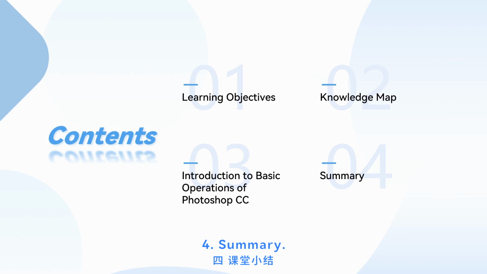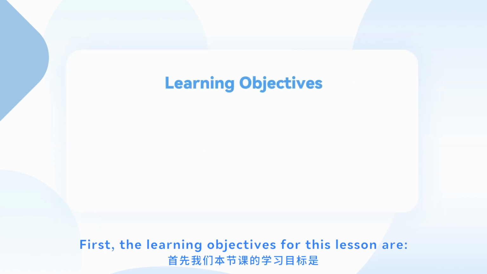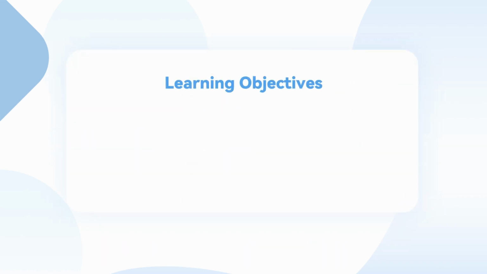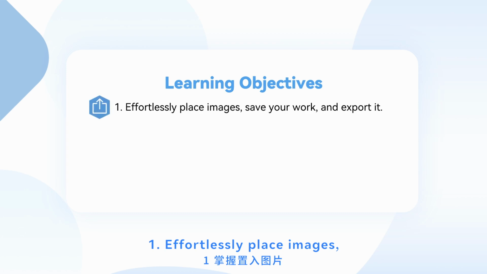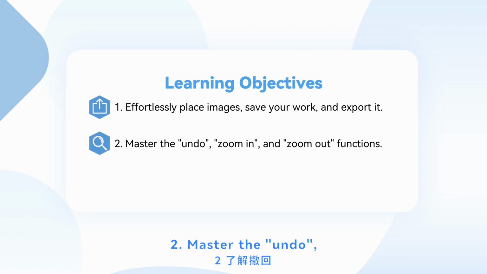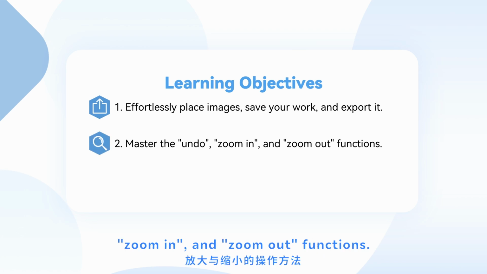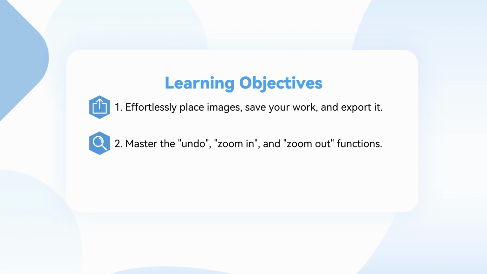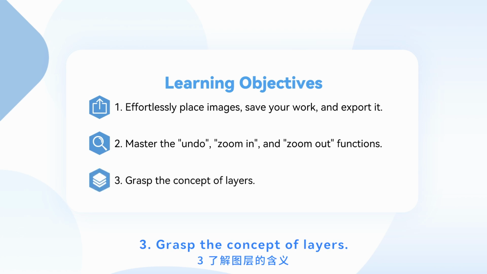4. Summary. First, the learning objectives for this lesson are: 1. Effortlessly place images, save your work, and export it. 2. Master the undo, zoom in, and zoom out functions. 3. Grasp the concept of layers.